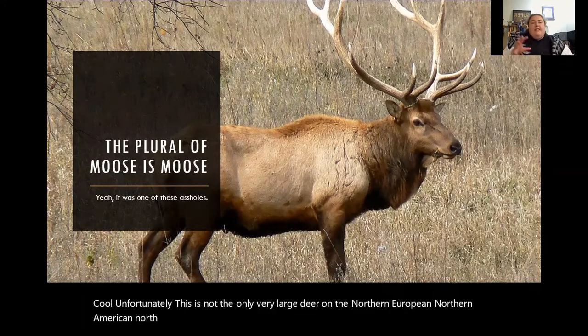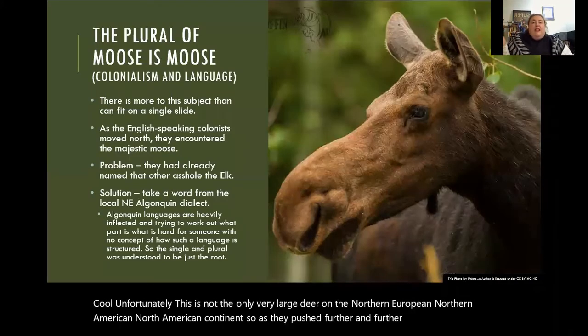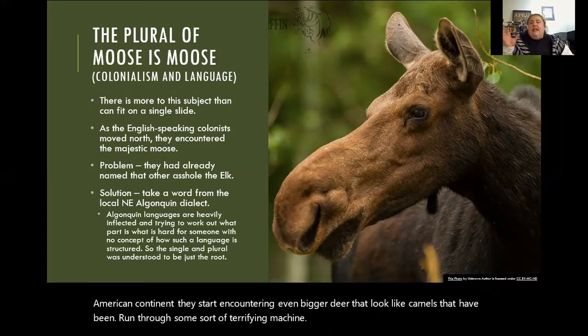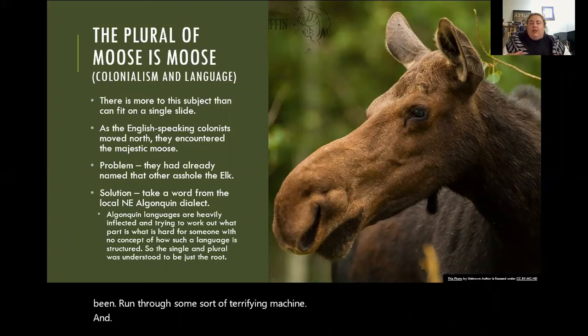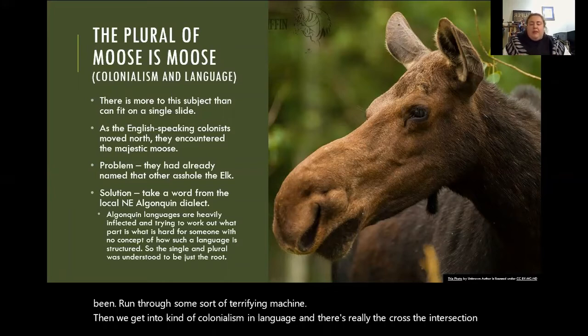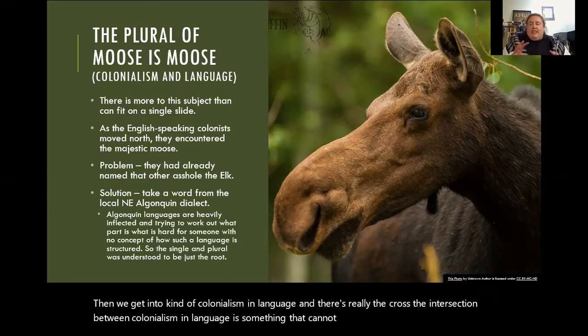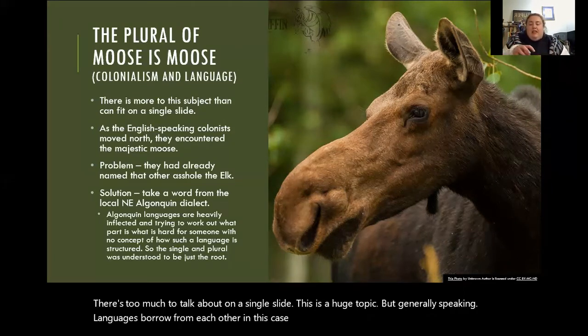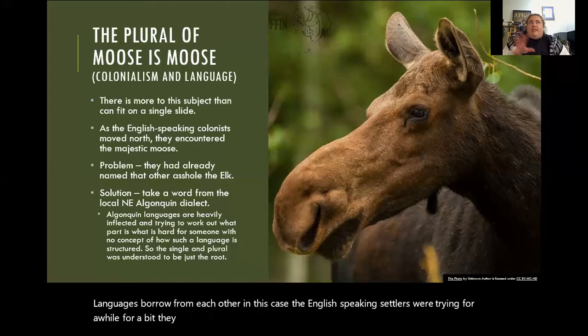American continent. So as they push further and further into the North American continent, they start encountering even bigger deer that look like camels that have been run through some sort of terrifying machine. And then we get into kind of colonialism and language. The intersection between colonialism and language is something that cannot be discussed on a single slide. This is a huge topic. But generally speaking, languages borrow from each other. In this case, the English-speaking settlers were trying for a bit, they were like, this is a brown elk and this is a gray elk.